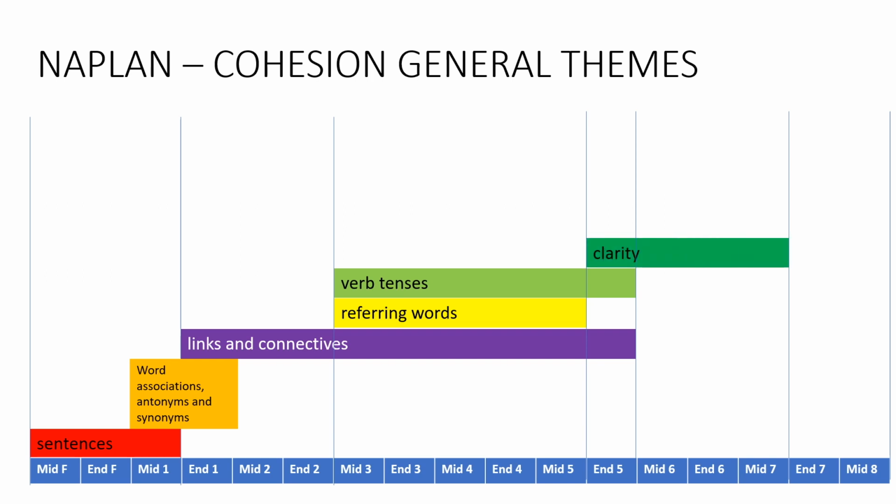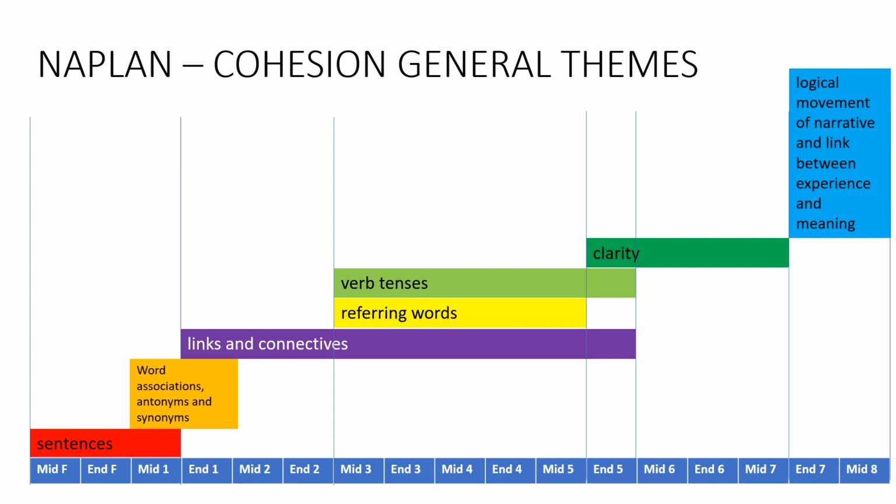Then clarity, that is mentioned from the end of year 5 through to the middle of year 7. And then finally, logical movement and narrative and links between experiences and meaning are mentioned between the end of year 7 through to the middle of year 8.